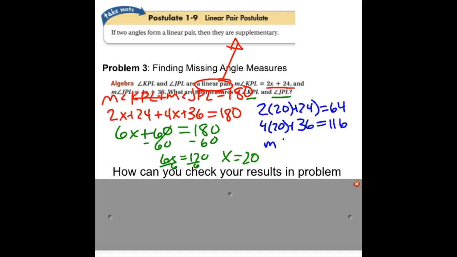So the measure of angle KPL is 64 degrees, and the measure of angle JPL is 116 degrees. Verify that by making sure they form a linear pair, by making sure they're supplementary. 64 plus 116 is 180. Now make sure that for your final step you do actually say the measure of the angle is, rather than just writing 64 and 116. That is not specific enough.